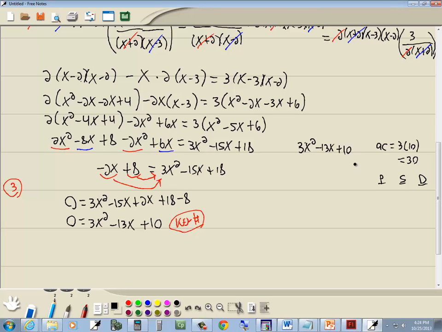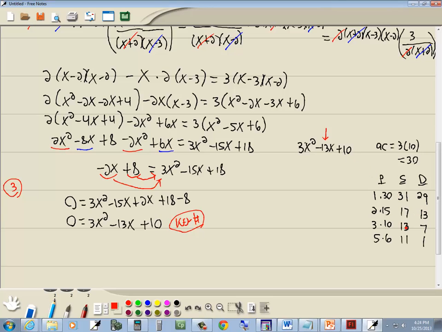We're going to write down all the products to give us 30. That's what the P stands for, a product. We got 1 times 30, 2 times 15, 3 times 10, 5 times 6. The S column, S for sum. We add these together. 1 plus 30 is 31, 2 plus 15 is 17, 3 plus 10 is 13, 5 plus 6 is 11. D is difference. We subtract smaller from larger. 30 minus 1 is 29, 15 minus 2 is 13, 10 minus 3 is 7, 6 minus 5 is 1. The number we're looking for is the number for our middle term, which is 13.